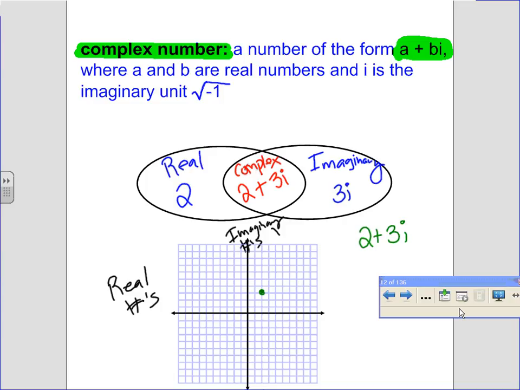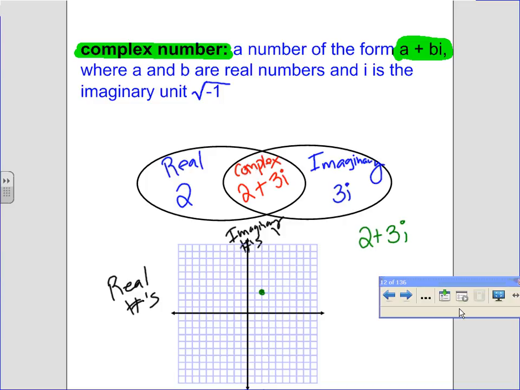I want you to jot down the definition of a complex number, which is, and those of you that are absent, just use the back of the orange paper for this and just sketch your graphs the best you can on the orange paper. If it bothers you, see me in the morning, I'll give you graph paper.